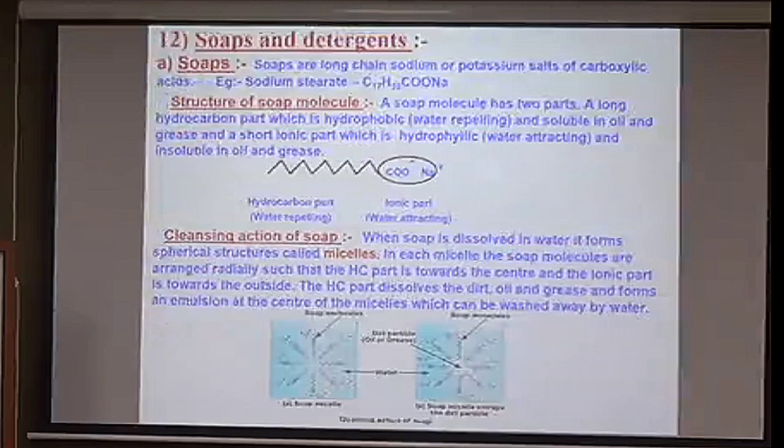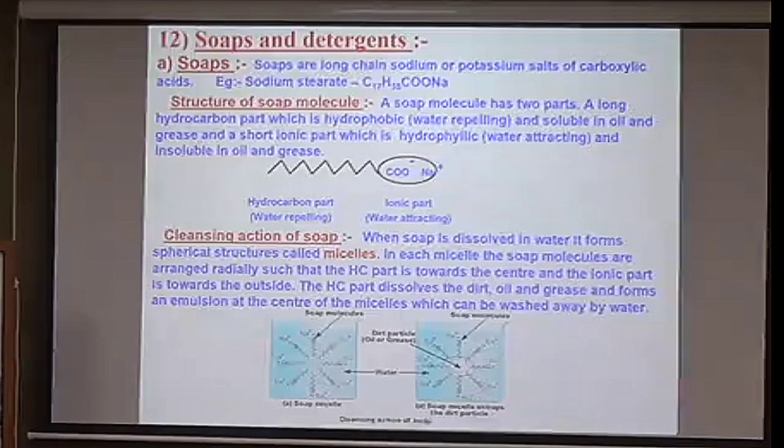So the important compounds of carbon are soaps and detergents also. Let us study about soaps and detergents.